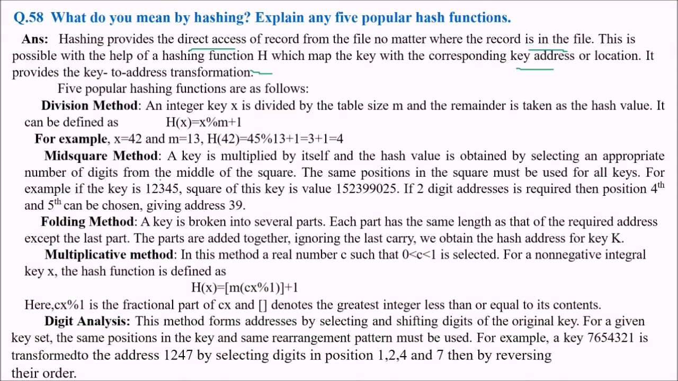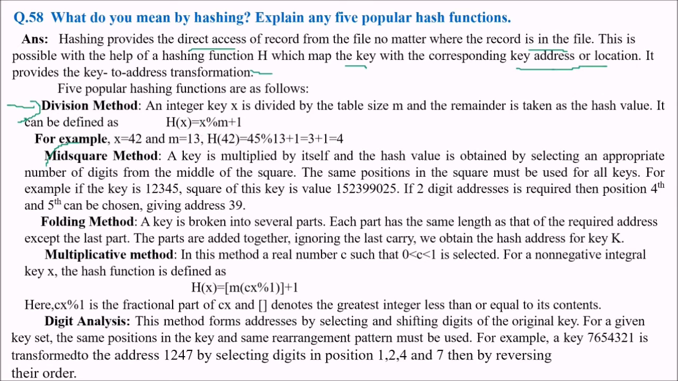Different hashing functions are there with us, which will map the key with the corresponding key address of the location. So it will provide you the key to address information like this. Let us see, 5 popular hashing functions are like this. First is the division method. This is the division method. An integer key x is divided by the table size m, and the remainder is taken as the hash value.